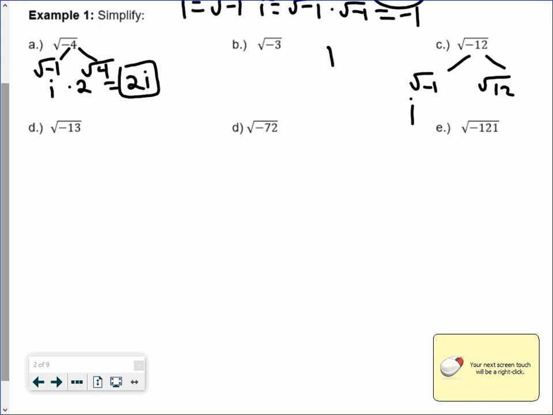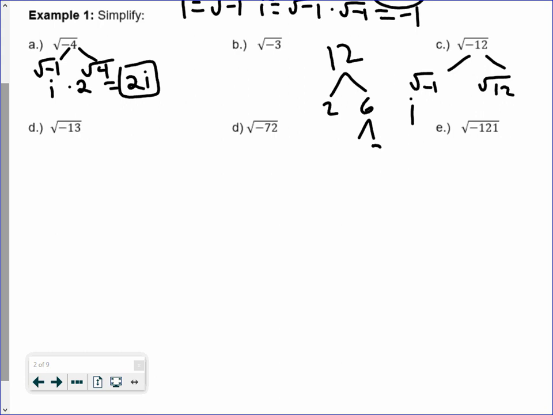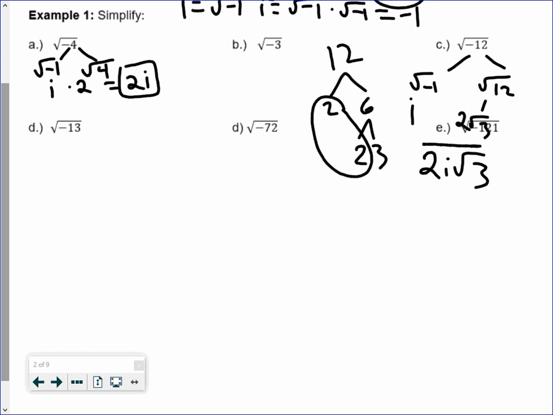We can go ahead and just do a prime factorization of it to break it down. 12 can be 2 and 6, and 6 can be 3 and 2. We have a pair of 2's here, so you can take out a 2. So the square root of 12 is the same thing as 2 root 3. Or we can write this as 2i root 3. Okay? So that's what the square root of negative 12 is.